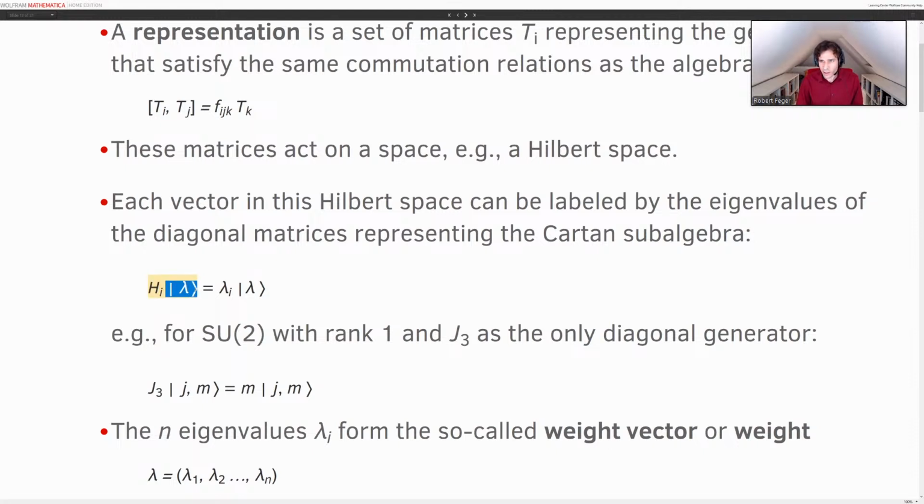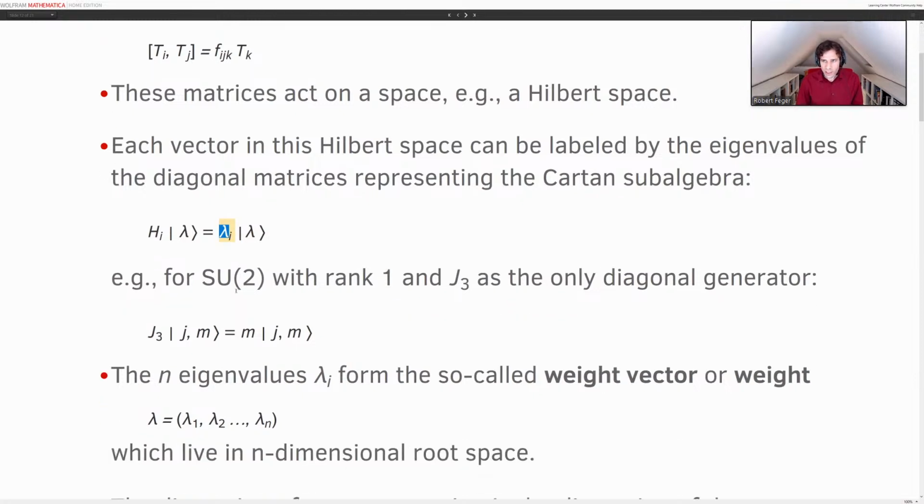So this is in quantum physics the usual way of labeling a state by the bracket notation. This is a ket from the LieART notation, and even within the bracket you usually write the labeling of the state, which is exactly what comes out in this eigenvalue equation that is written here. Then an example in SU2, not SU3, now it's SU2. This has rank 1, and it has only one Cartan generator, J3.